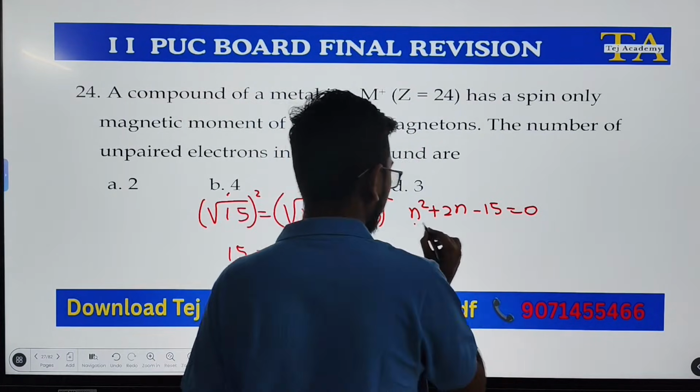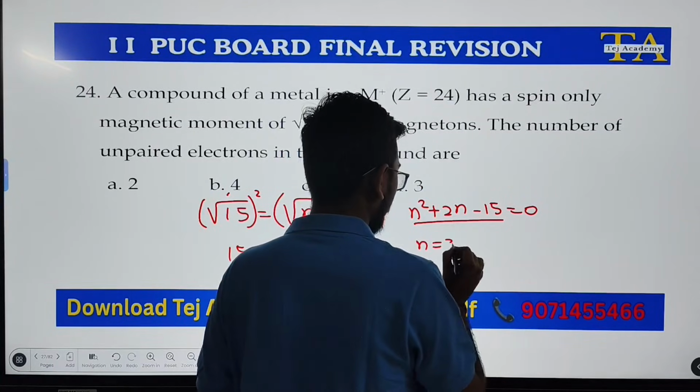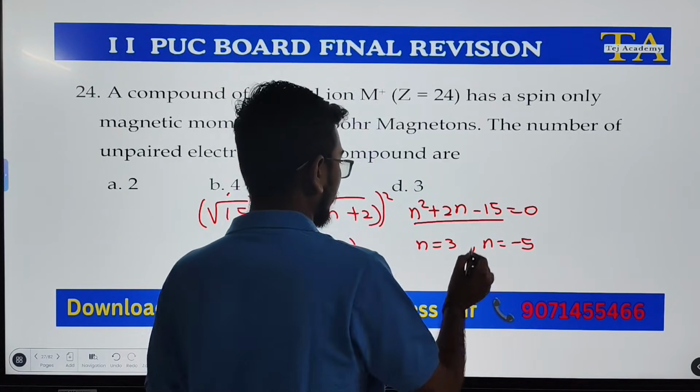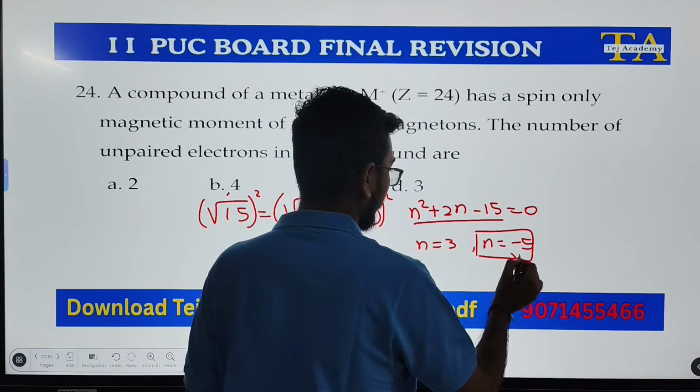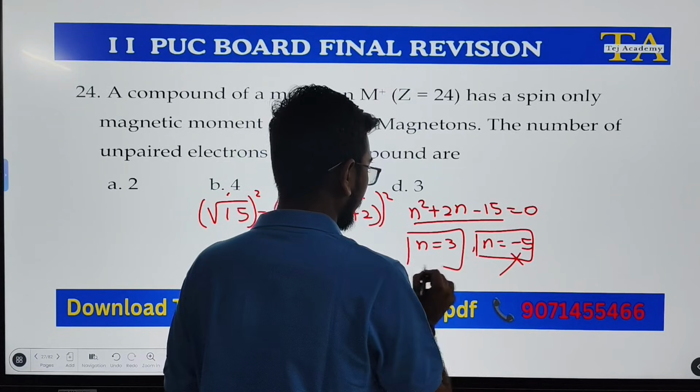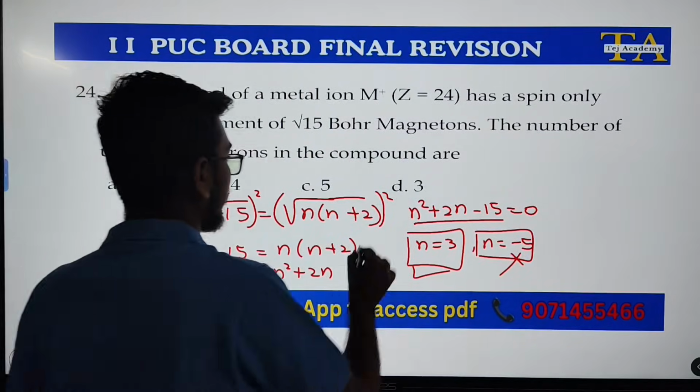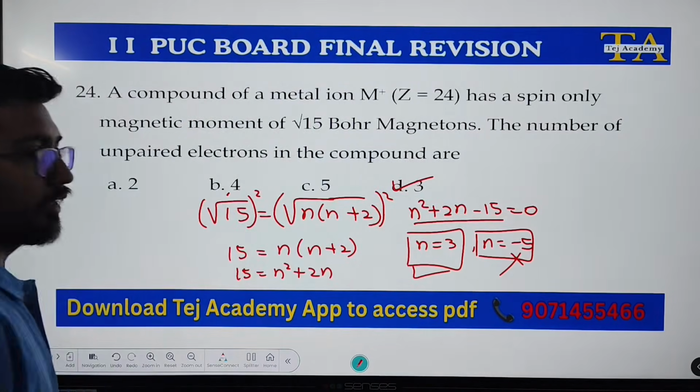If you solve this equation, you will get n is equal to 3 and n is equal to minus 5. So unpaired electrons will not be present in negative numbers. So we'll consider n is equal to 3 is the right answer. So which option is correct? Option D is the right answer.